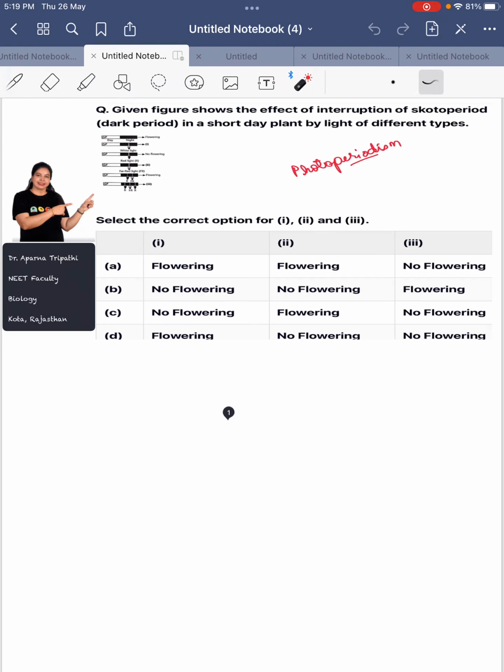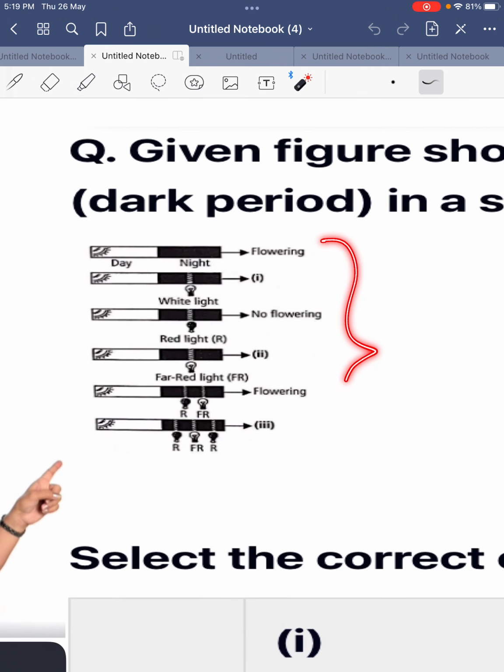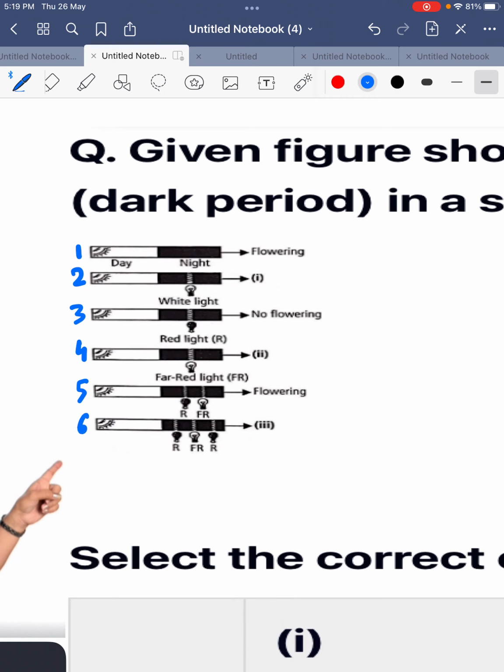Our question is, the given figure shows the effect of interruption of scotoperiod, which is the dark period in a short day plant, by light of different types. It is asked that here you can see a diagram is given. Different types of conditions are given here, numbers 1, 2, 3, 4, 5 and 6, where different types of light are being exposed to the given plant.